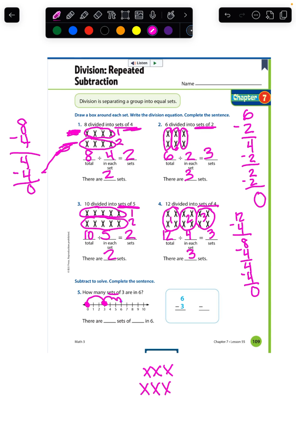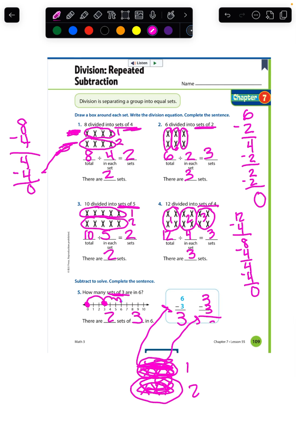And I'm going to do sets of 3. So I'll circle here. 1, 2. And I know that there are 2 sets of 3 in 6. Then what they're having you do is your repeated subtraction. 6 minus 3, which would be this set. And if I took this set away, I would have 3. And then if I do 3 minus 3 from this set, bring that here, it would give me 0.